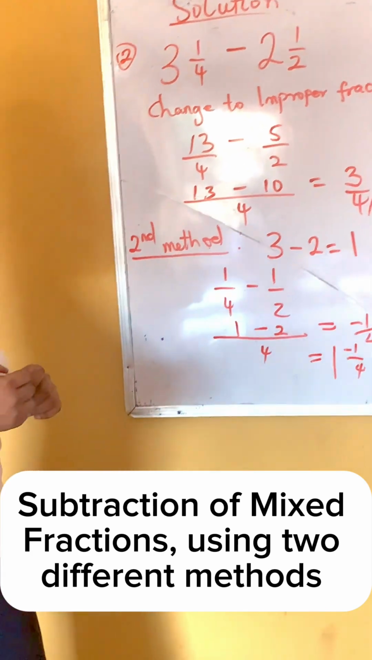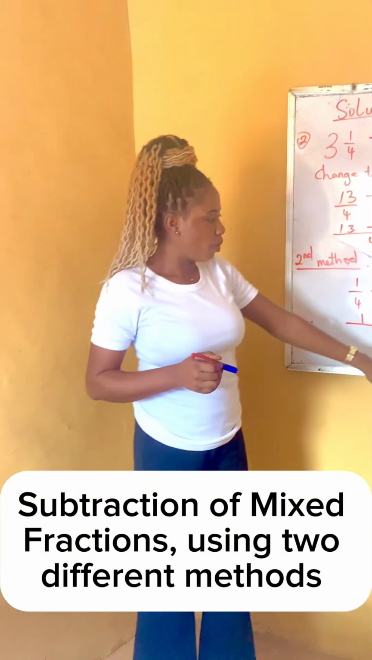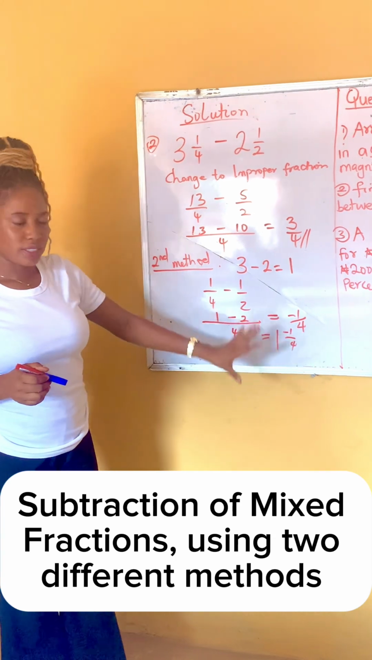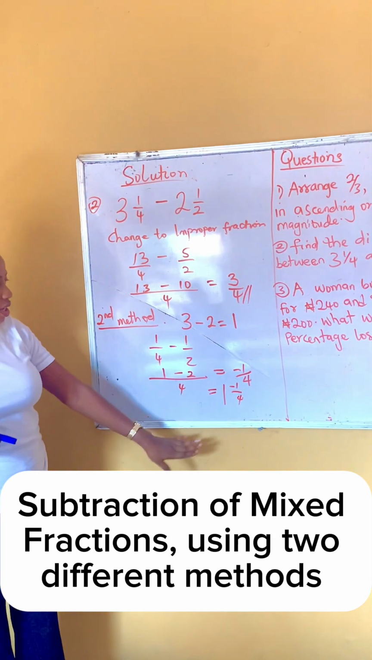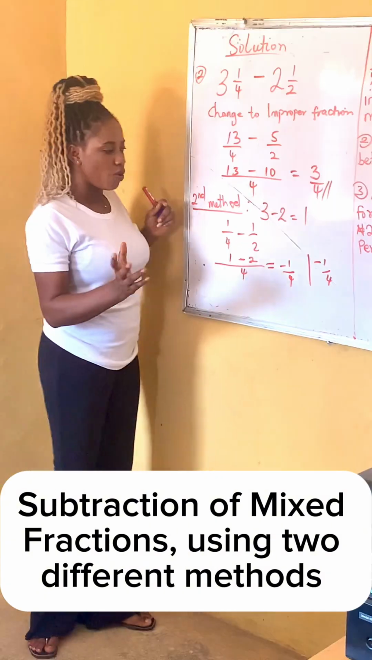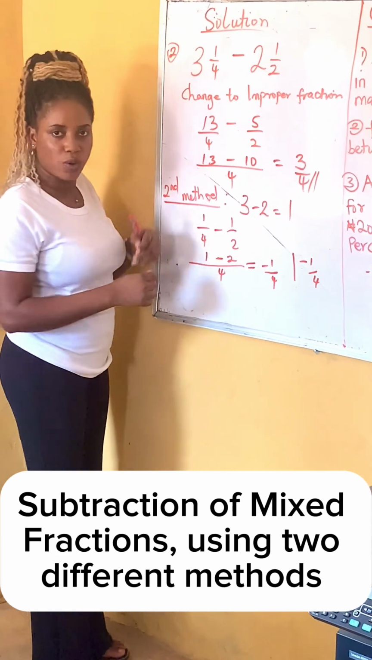Now what we have here is 3 over 4 using the first method. But what we have here is 1 whole number, minus 1 all over 4 using the second method. So this is a mixed fraction. This is a proper fraction. Let's try to change this to a proper fraction and see if we get the same answer. What do you do? You say 4 times 1 will give you what? 4.